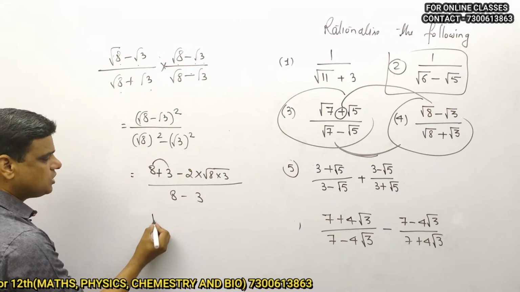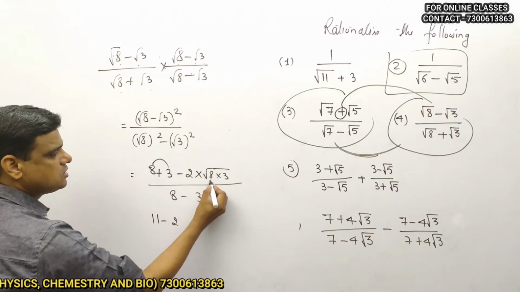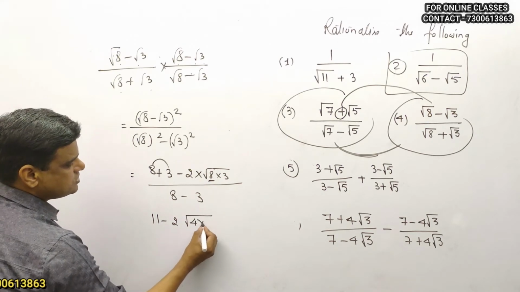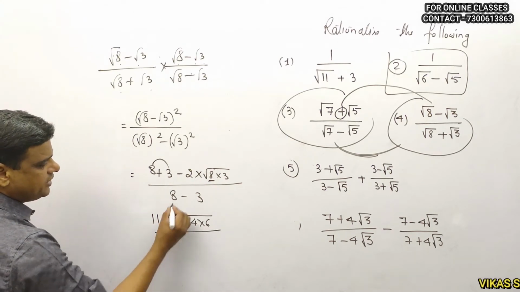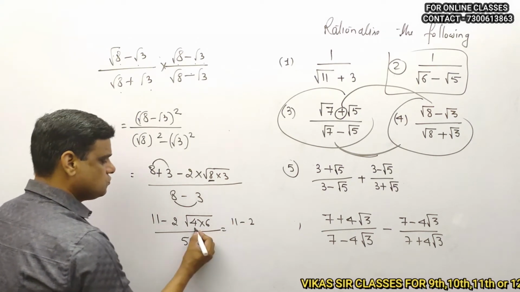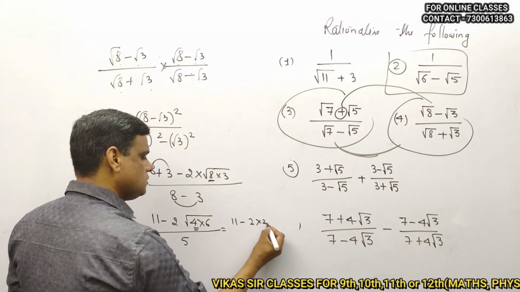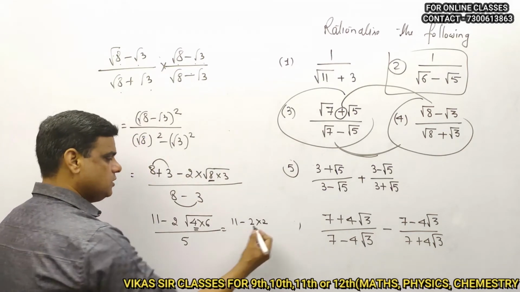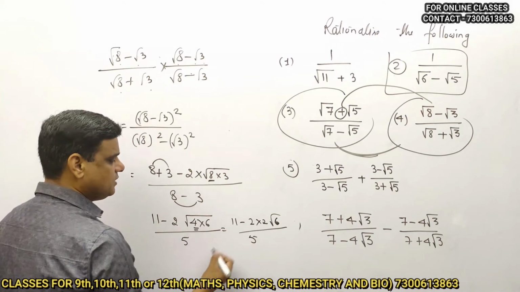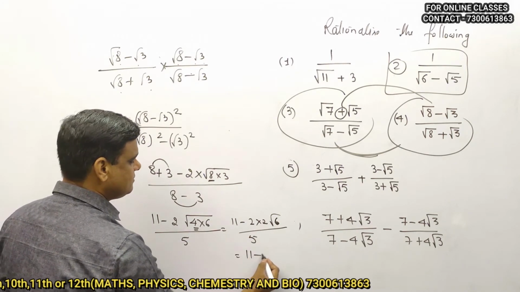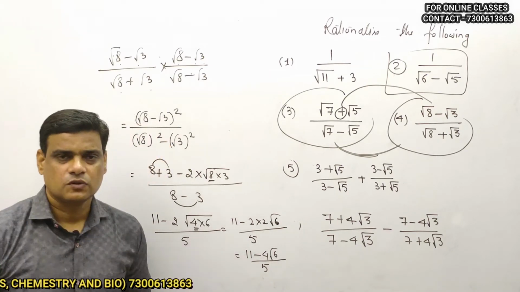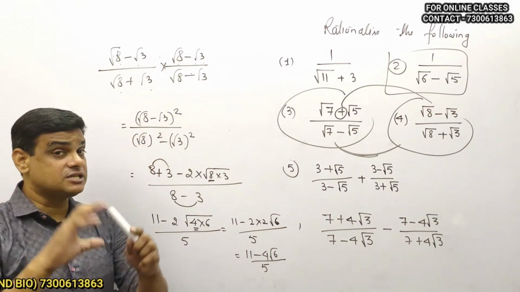A square plus b square minus 2ab. 8 plus 3 is 11, minus, 8 3s are 24, so it is 4 6s are 24, upon 8 minus 3, which is 5. So it is 11 minus 2, 4, 2 comes out here and root 6 is left, upon 5. Now the answer is (11 minus 4 root 6) upon 5. Is that clear?